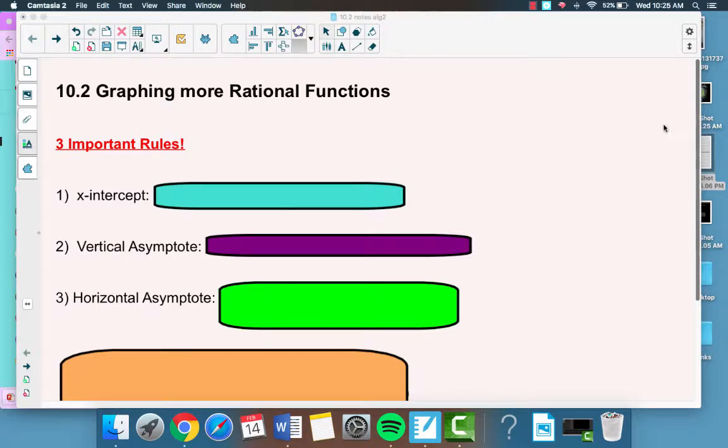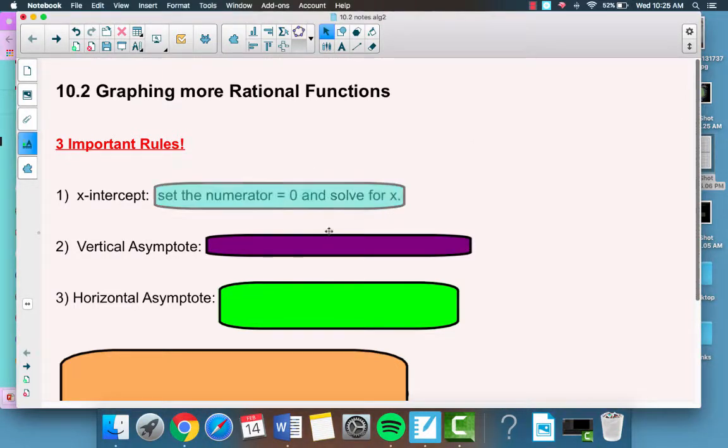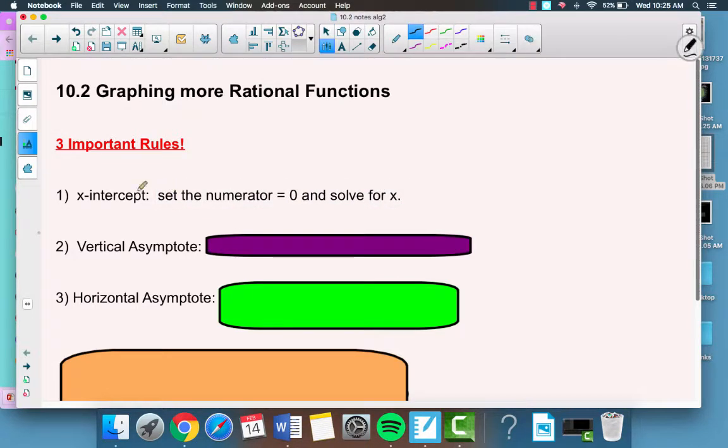So the first thing is, in order to find the x-intercepts, all you have to do is set the numerator equal to 0 and then solve for x. So just remember the x-intercepts are where they hit the x-axis. Another name for these would be your roots or your zeros. Okay, and we've talked about those different names before in class.